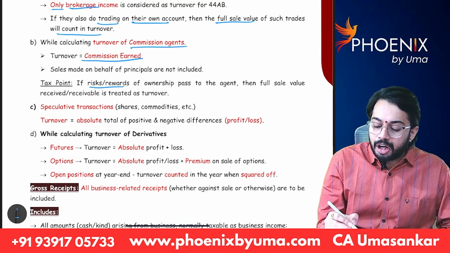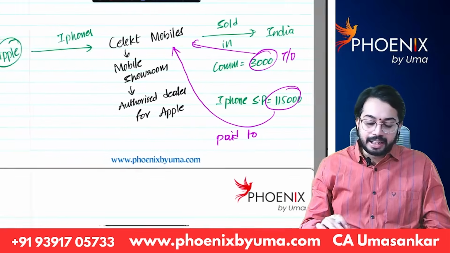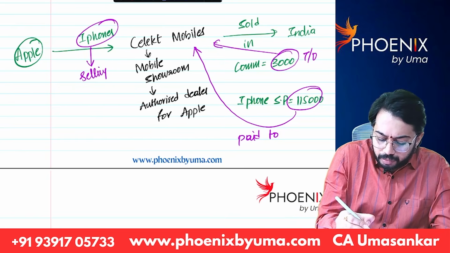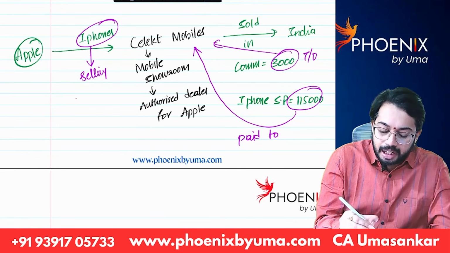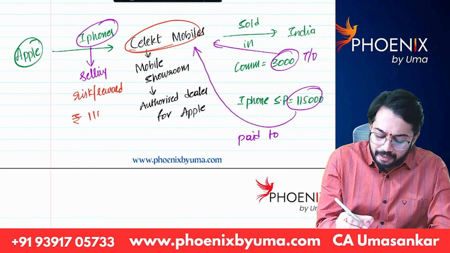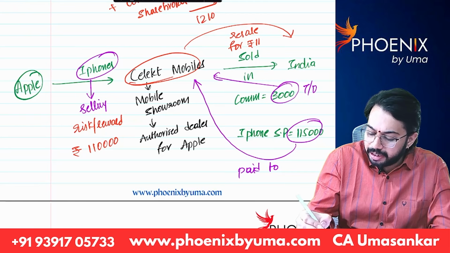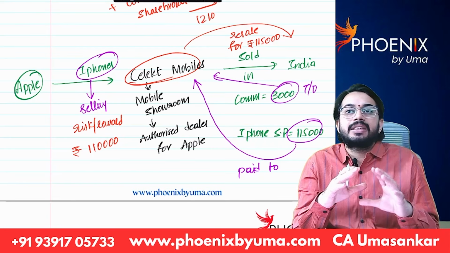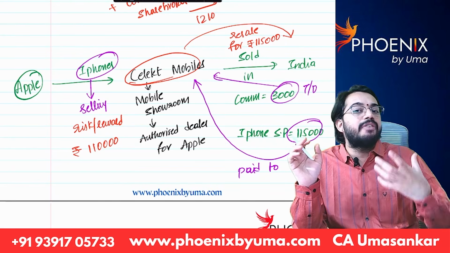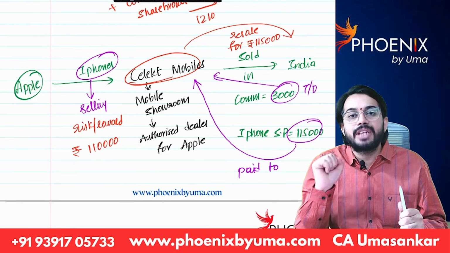If risks or rewards of ownership pass to the agent, then the full sale value received or receivable is treated as turnover. What do you mean by this? Let's say Apple told Select Mobiles, I am selling iPhones to you. That means whenever Apple sells iPhones, risk and reward is also transferred to Select Mobiles. Apple is selling for rupees 1,10,000 and Select Mobiles is reselling for rupees 1,15,000. In this case, Apple is not keeping Select Mobiles as a commission agent. Whenever Apple has sold, risk and reward of the iPhone is transferred to Select Mobiles. Select Mobiles is reselling in India for 1,15,000. The profit margin of Select Mobiles is 5,000 rupees.